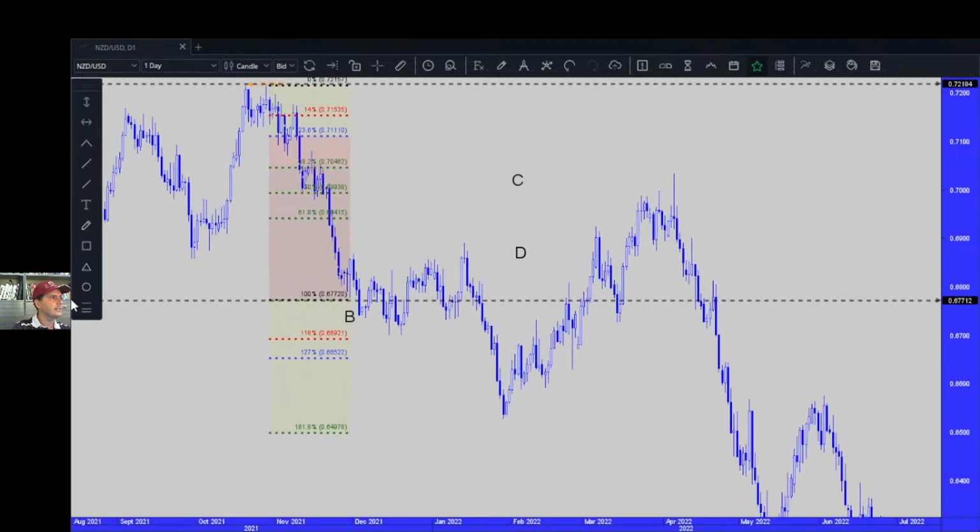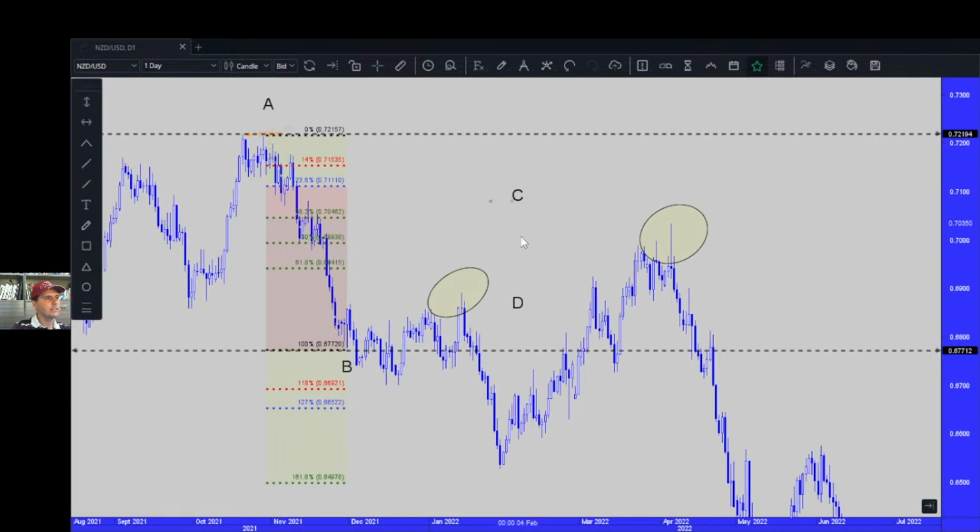Which one is the C, everybody? Is the first circle the C, or is the second? First circle or second circle?